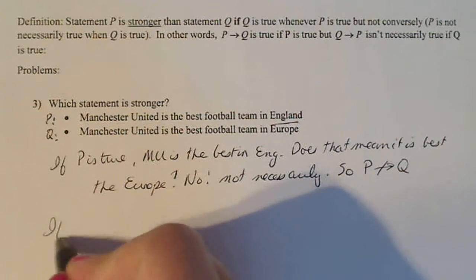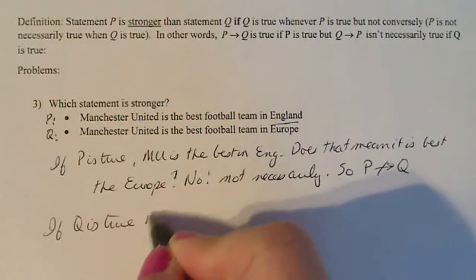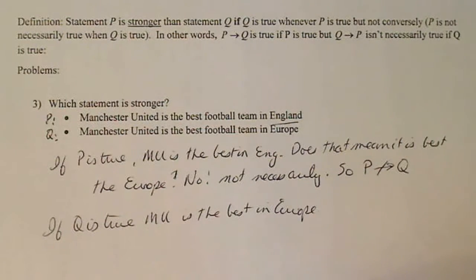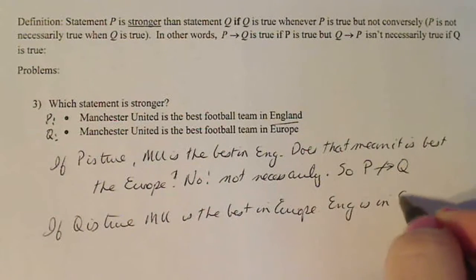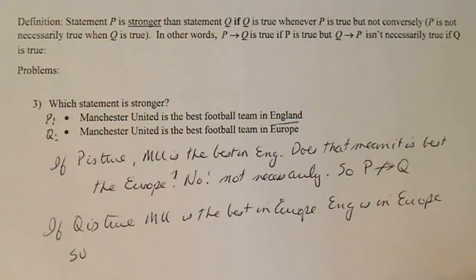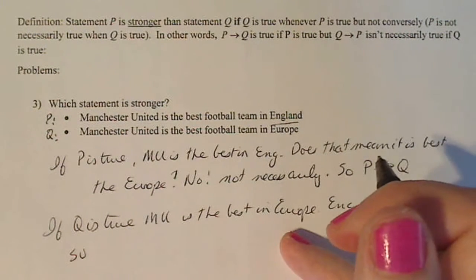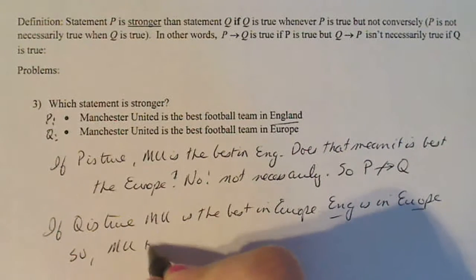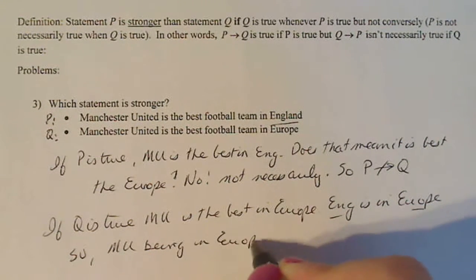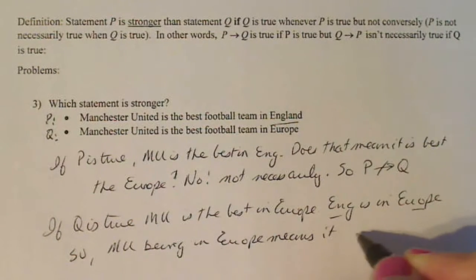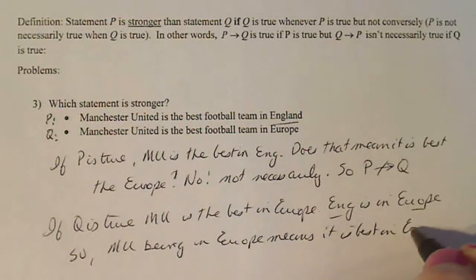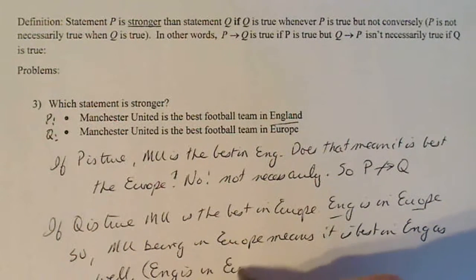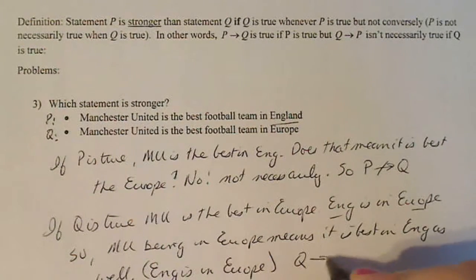We don't know. But if Q is true, Manchester United is the best in Europe. So England is in Europe. That implies that if Manchester United is the best in Europe, it has to be also the best in England, because England is in Europe. So Manchester United being the best in Europe means it is the best in England as well. So we could say that Q does imply P, definitely.